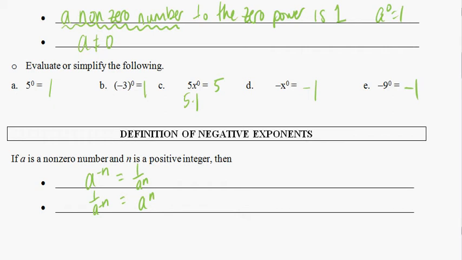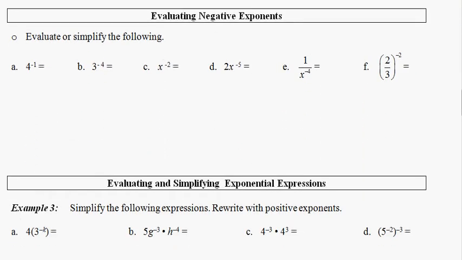Let's take a look at some examples similar to that. In this example A, we have 4 to the -1, that base will go down into the denominator. So it becomes 1 over 4 to the positive 1, but we don't have to write that. Okay, in this next example, that -4 exponent takes the base 3 down into the denominator, so we get 1 over 3 to the 4th, which we can evaluate as 81, so this is just 1 over 81. In example C, x to the -2 just brings our x down to the denominator and makes the exponent positive.